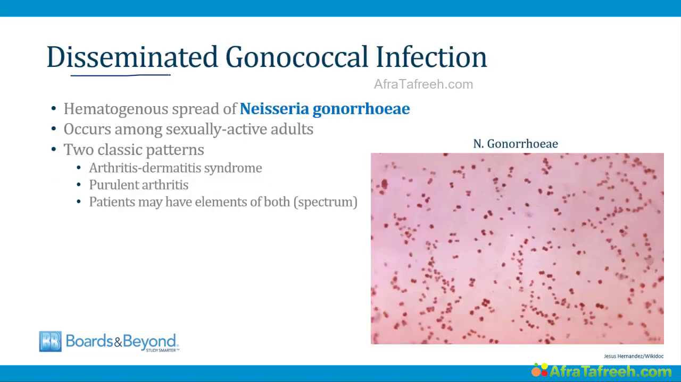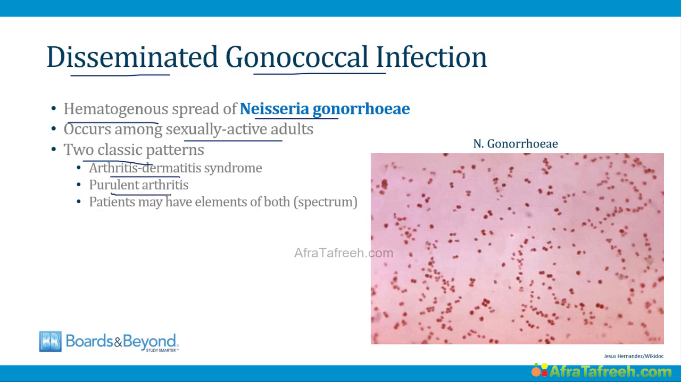Okay, next let's talk about disseminated gonococcal infection, which can cause arthritis. This occurs due to hematogenous spread of a Neisseria gonorrhea urogenital infection, and it usually occurs among sexually active adults. There are two classic clinical patterns of disseminated gonococcal infection. The first is the arthritis dermatitis syndrome, which we'll talk about in a second, and the second is purulent arthritis. And many times patients present with elements of both because these are really two ends of a spectrum of disease.